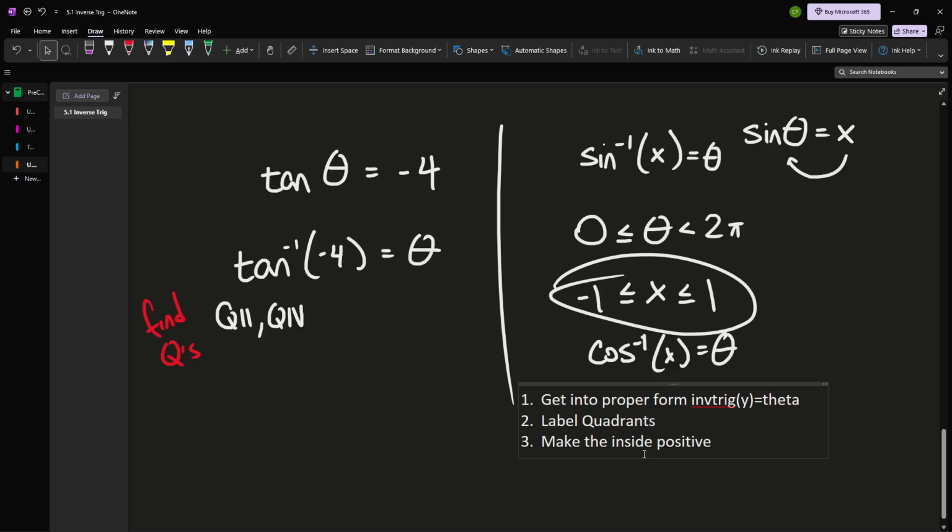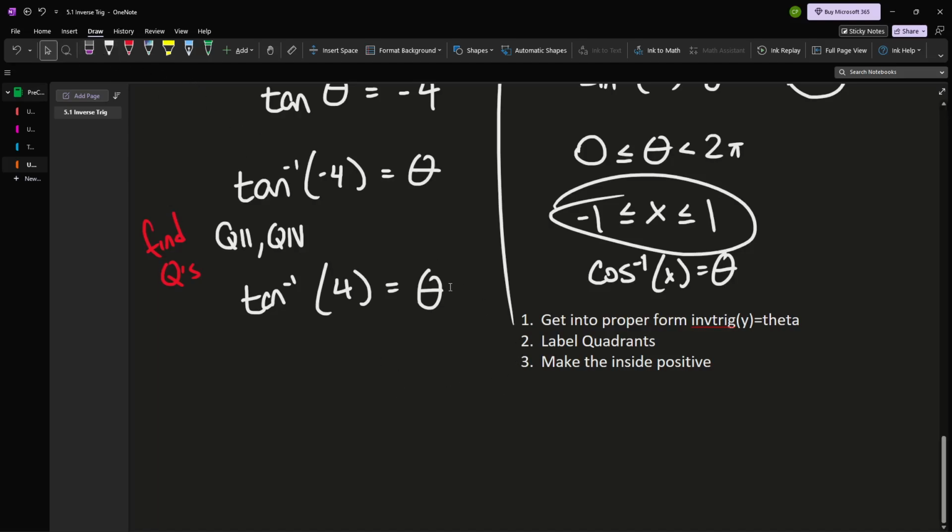There are other methods that don't do this, but they are confusing in other ways, like a trade-off between one method and another. I find this to be the most practical, easy to keep track of, and it makes your answers much easier to follow. So let's actually apply this. I want to make the inside positive, so I do inverse tangent of positive 4 equals theta. We're allowed to do this.